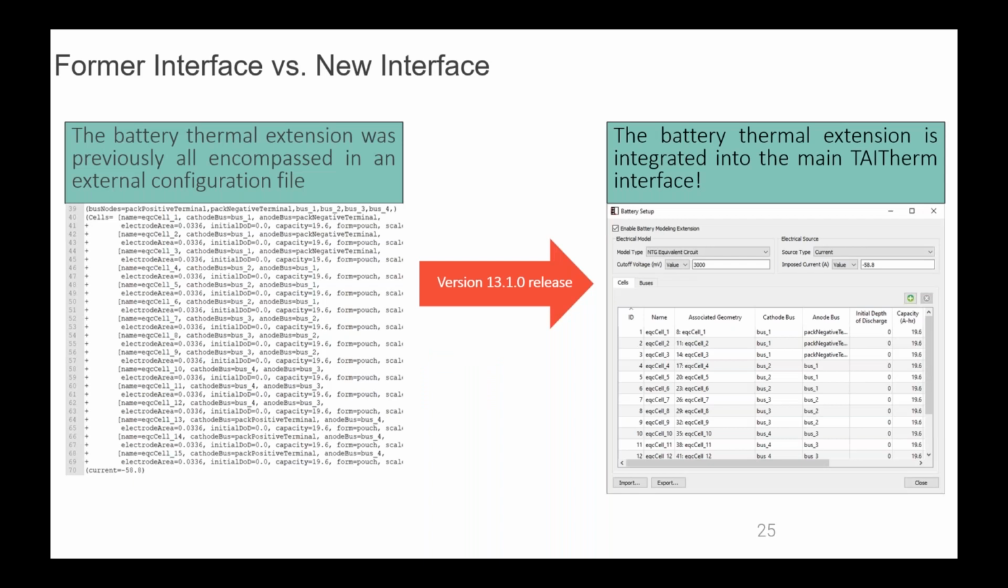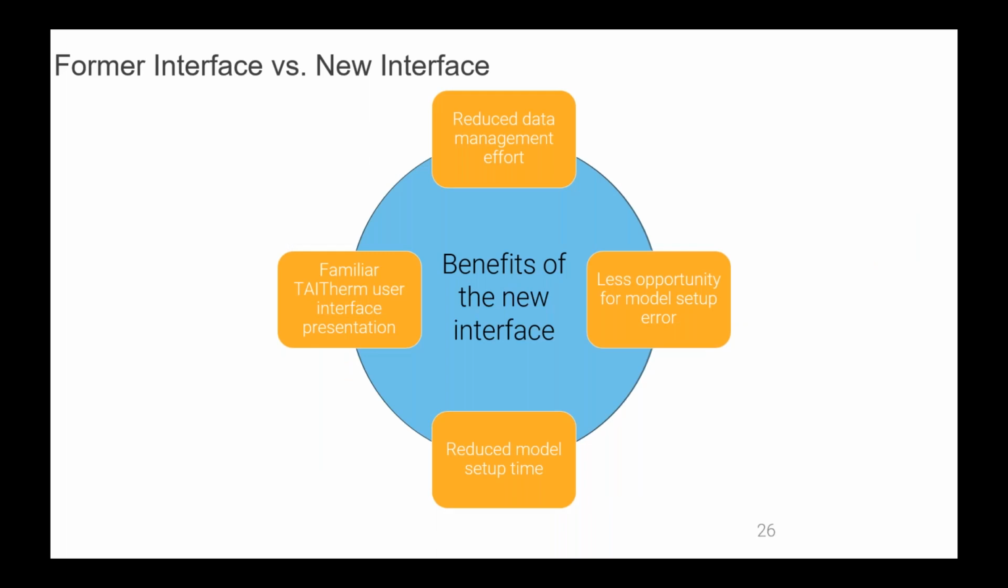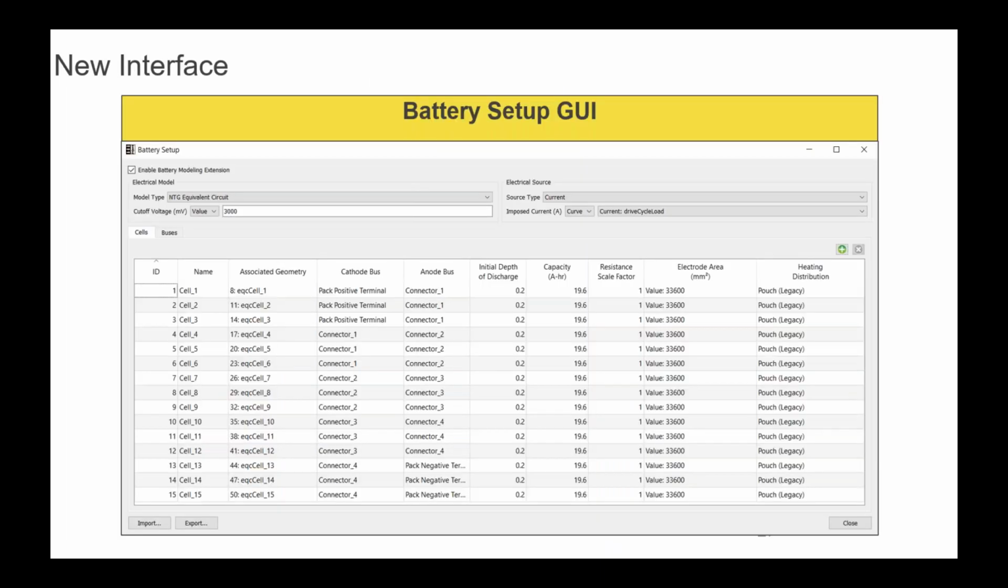And then we've got some new features. We created a new battery interface that allows you to set up battery packs inside the GUI. So this used to be done in an external configuration file that was a text document. Now it's a fully integrated setup utility inside the software. It reduces data management, there's less opportunity for model setup errors, and it reduces model setup time. It's a user interface that's very familiar for TAITherm users and is consistent with all of our other widgets and tools in TAITherm, with all the same features that are available.